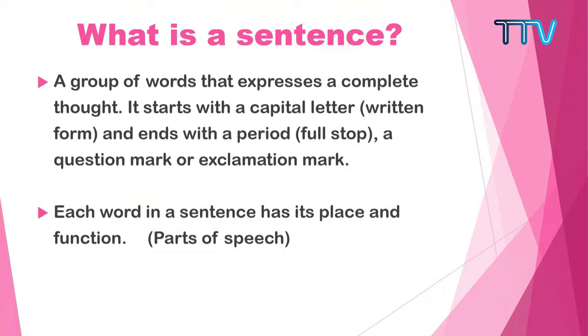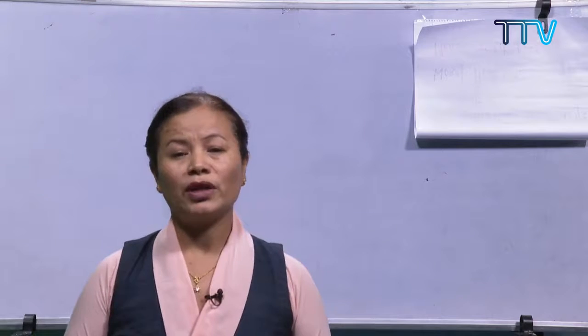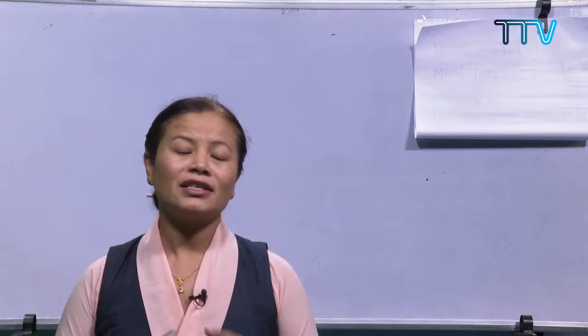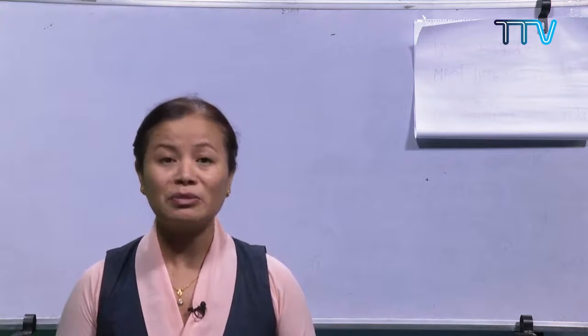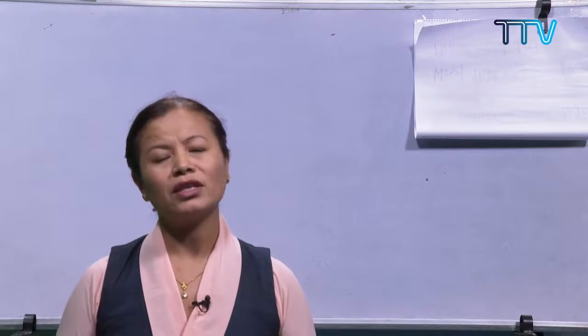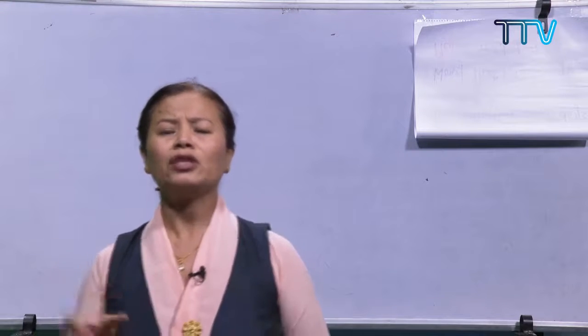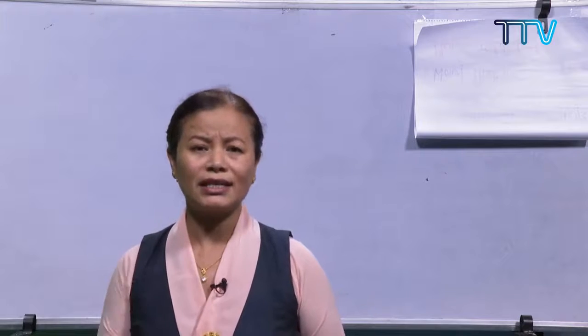Each word in a sentence has its own place and function. We cannot write the different words in a sentence in random order. You reviewed the different parts of speech yesterday in the previous lesson, so you might be remembering that. We know where an adjective should be placed, where a noun has to be placed, where a verb has to be placed in a sentence. Otherwise, the sentence won't convey a complete meaning, a complete idea or thought. That's why it's very important that you know where to place those parts of speech in a sentence, right?